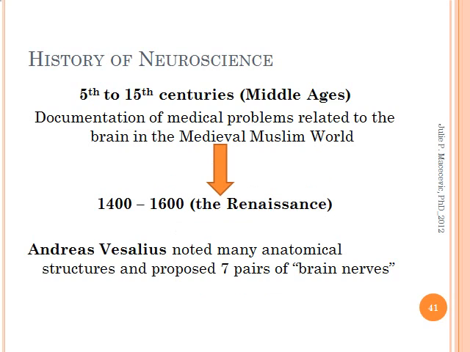Andrew Vesalius became known as the founder of modern human anatomy. He contributed to our knowledge by dissecting human cadavers and reportedly identifying many anatomical structures of the brain and proposing 7 pairs of brain nerves. We now know there are 12 pairs of cranial nerves emerging from our brain and 31 pairs of spinal nerves emerging from the spinal cord. Vesalius also asserted that the brain and soul were separate, which is an ongoing debate even today.